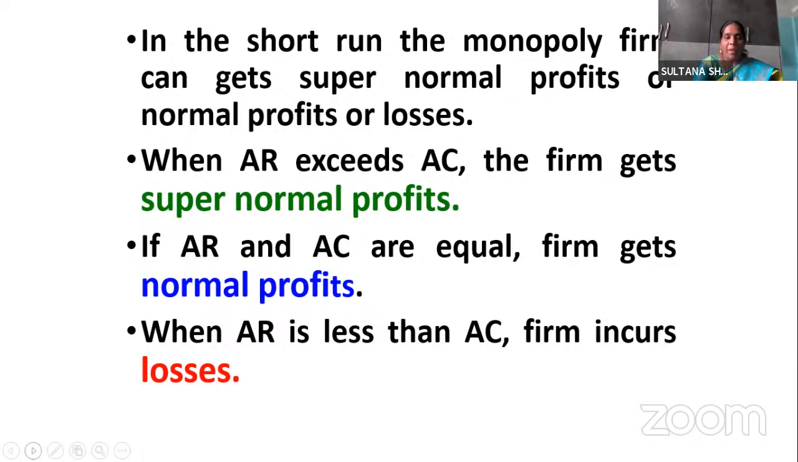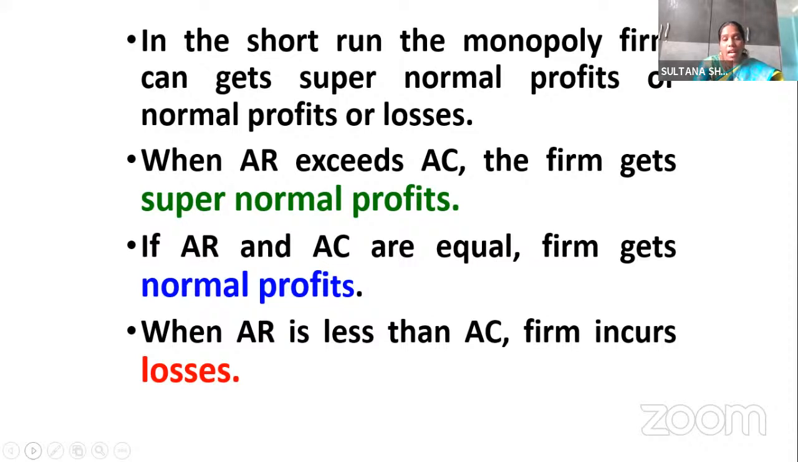In the case of supernormal profits, for example, the average revenue of the firm is 10,000 and the average cost of that firm is 5,000. Between 10,000 and 5,000, average revenue is more. In that case, the firm is getting supernormal profits. Next, in case of normal profits, average revenue is equal to average cost. For example, cost is 5,000 and revenue is also 5,000. Then it is neither profit nor loss, but normal profits.